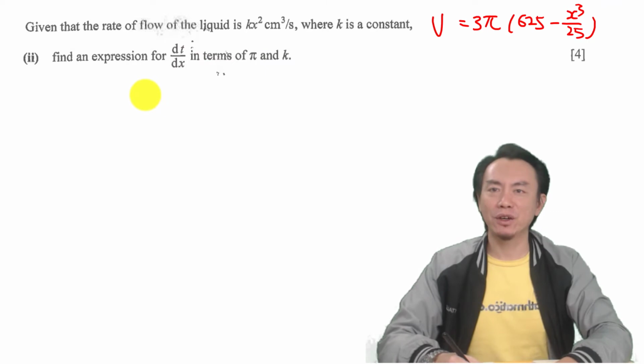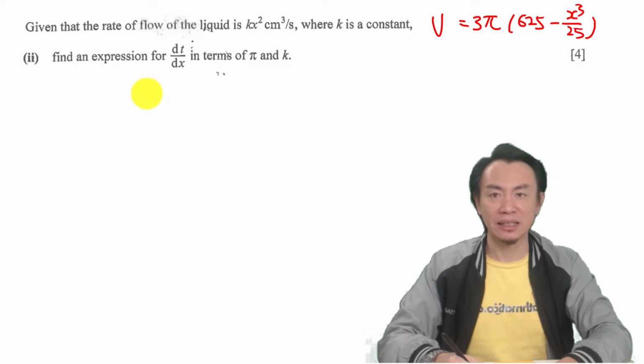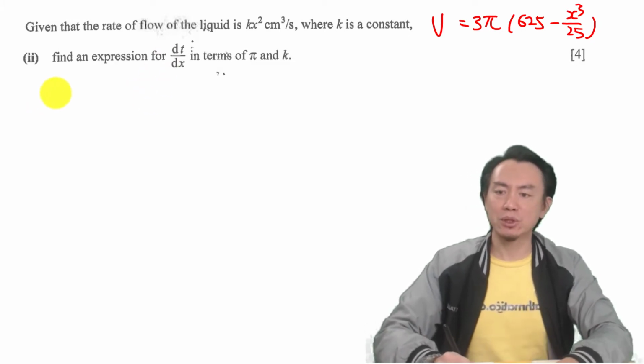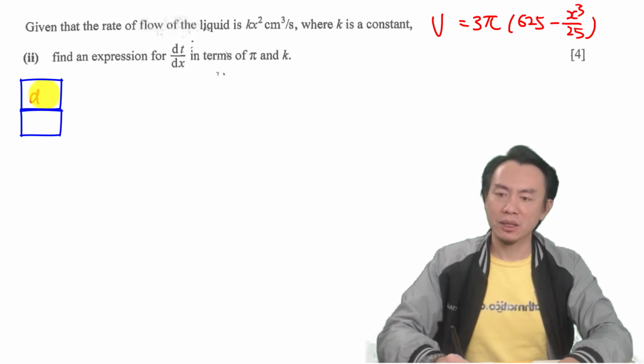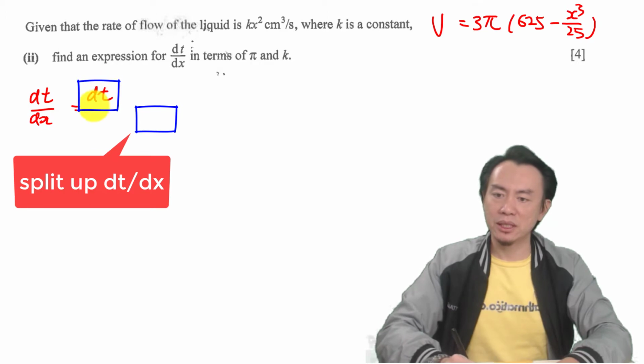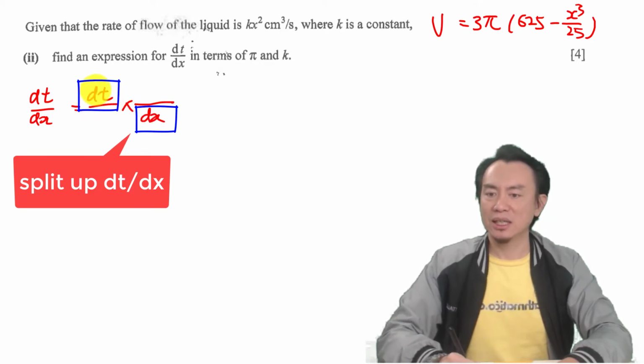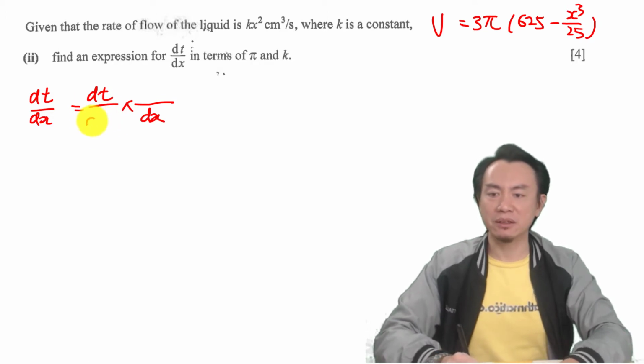Given that the rate of flow of the liquid is kx squared cm cubed, where k is a constant, find the expression for dt/dx in terms of pi and k. So the first thing that comes to my mind is the chain rule equation. dt/dx is equal to dt/d-something times d-something/dx, right? So dt, well, what's that? It's dv, right? dt/dv times dv/dx.